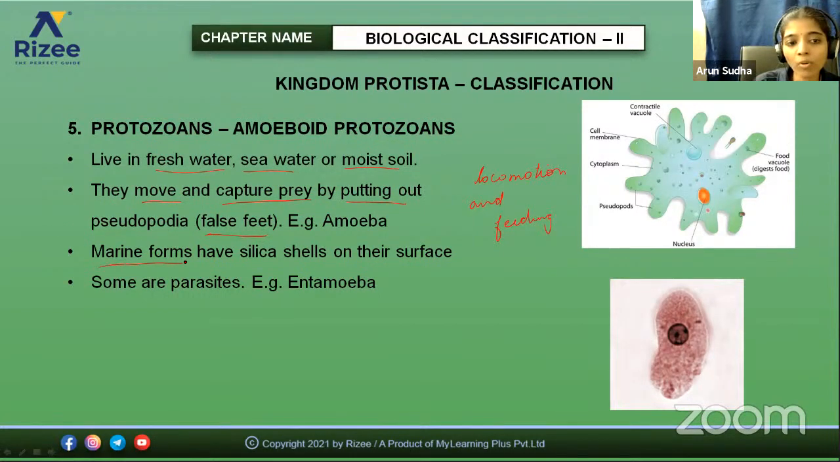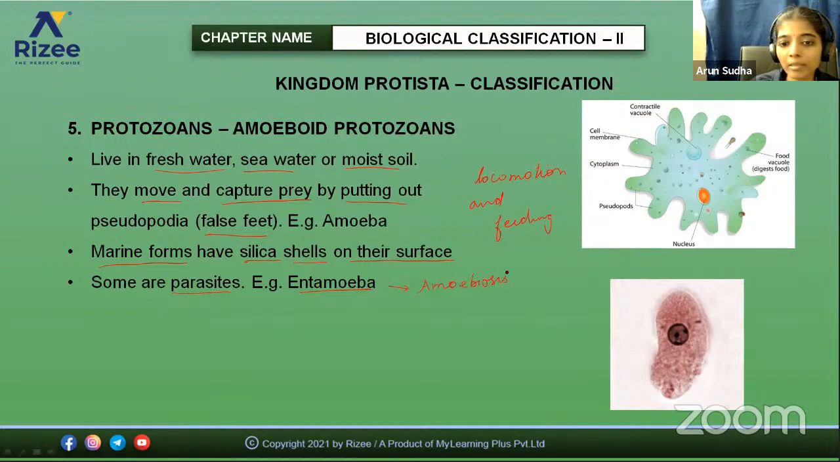But marine forms have silica shells on their surface. Marine forms of amoeboid protozoans. And some are parasites. Examples are Entamoeba. Entamoeba causes amoebiasis. You would have heard of amoebiasis.